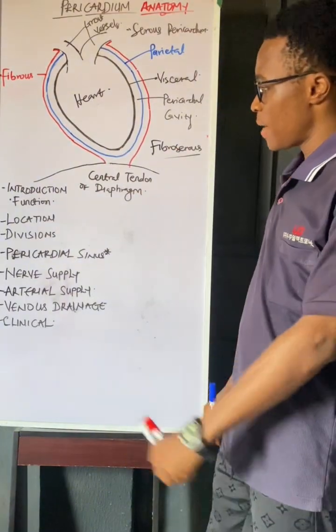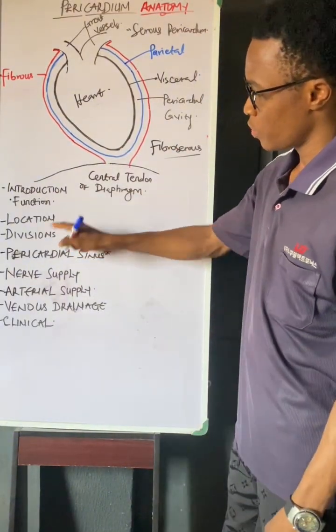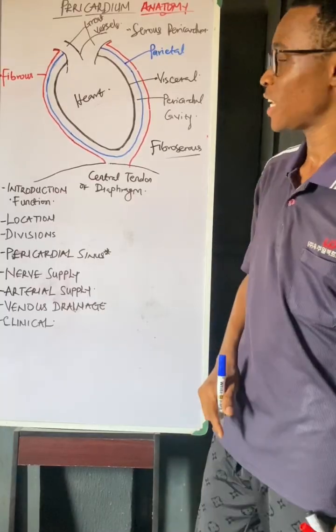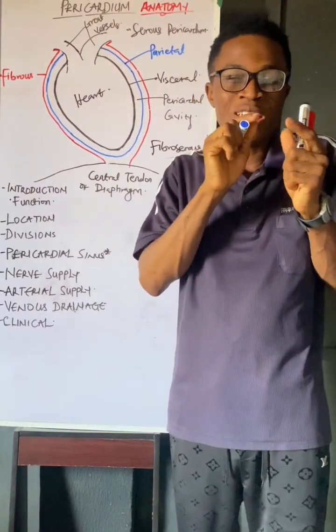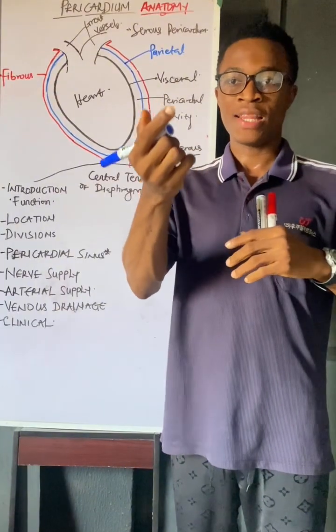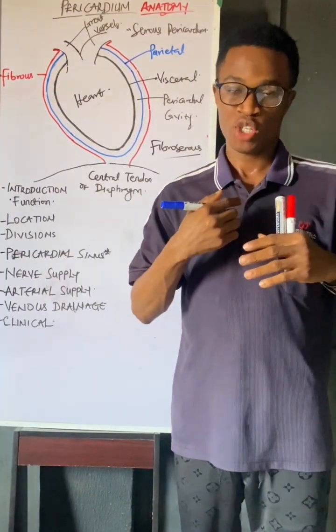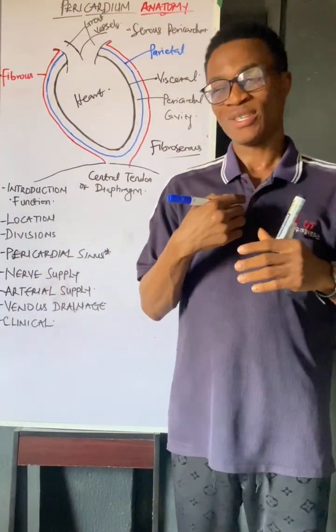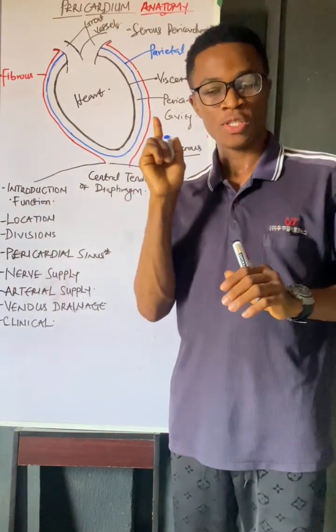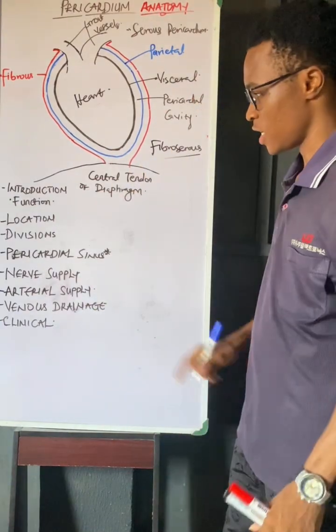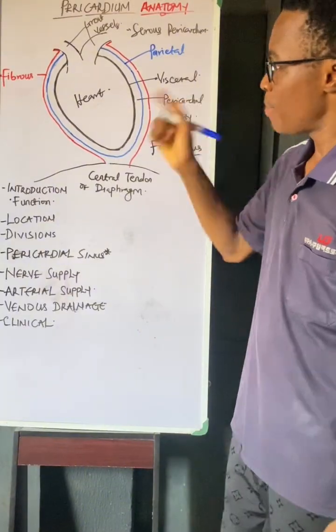Okay, then the location. Where can we find our pericardium? The pericardium can be found within the middle mediastinum, at the back of the body of the sternum, and in front of what? The thoracic vertebrae. T5 to what? T8. That is just it. Then divisions.